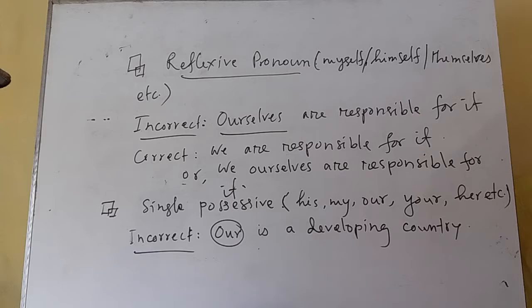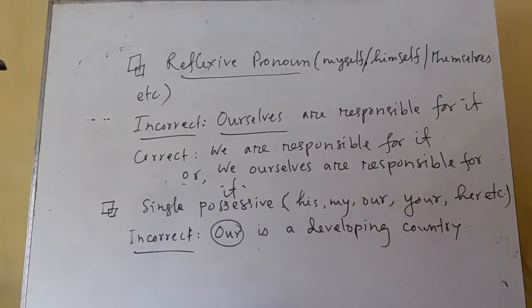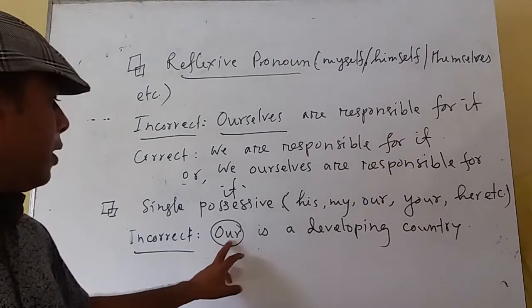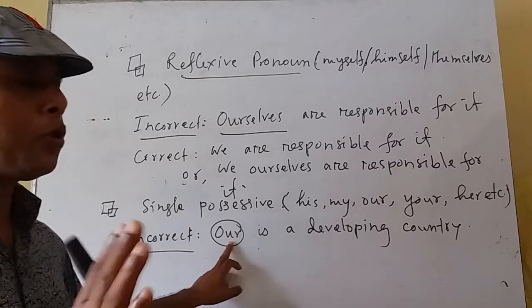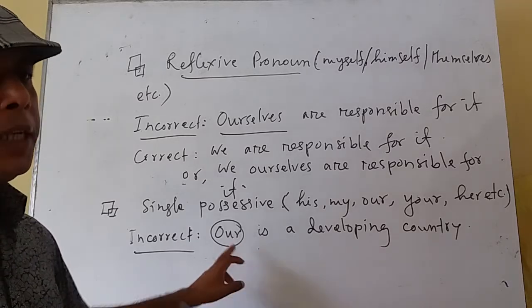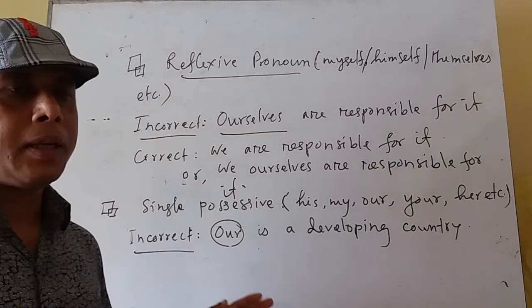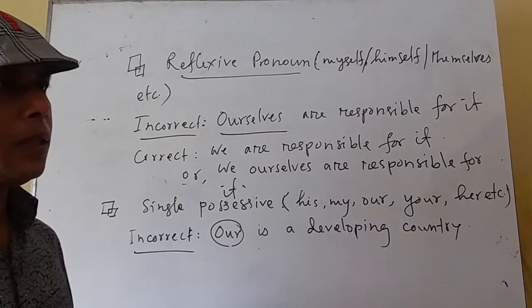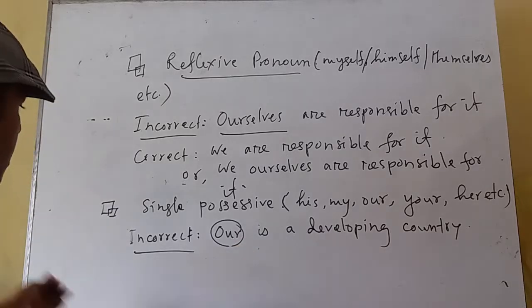What will we do then, if we find this kind of use in a sentence, in a pronoun reference? You have to make it double possessive. If you find that there is use of single possessive without a noun, you should make it double possessive. Then it will be correct. And double possessive is used as subject or object because a noun is included in it.